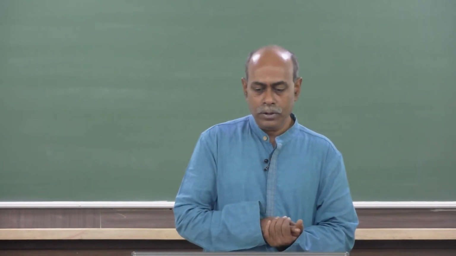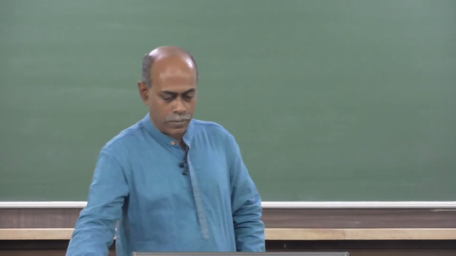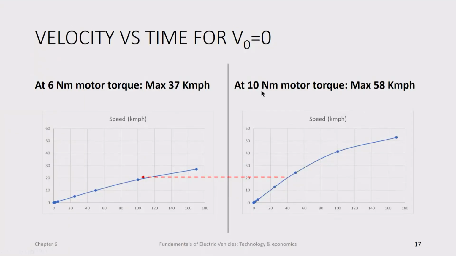Let us say for the first 40 seconds I am giving 10 Newton meter torque when I am starting from rest. The signal turned green, I am giving 10 Newton meter torque and accelerating for 40 seconds. I have reached a speed of 20 kilometers per hour, and after that I am lowering my throttle to 6 Newton meter.